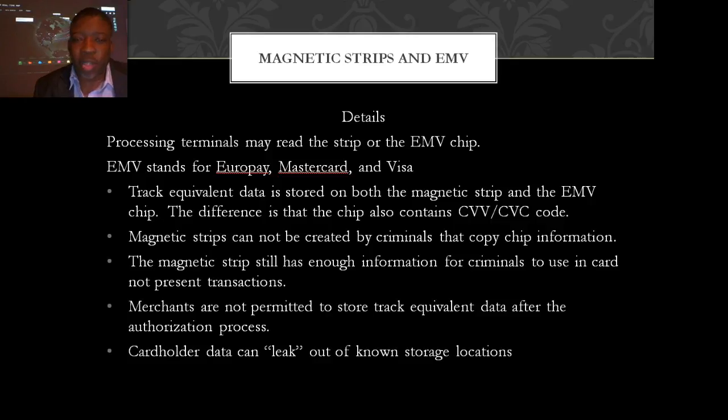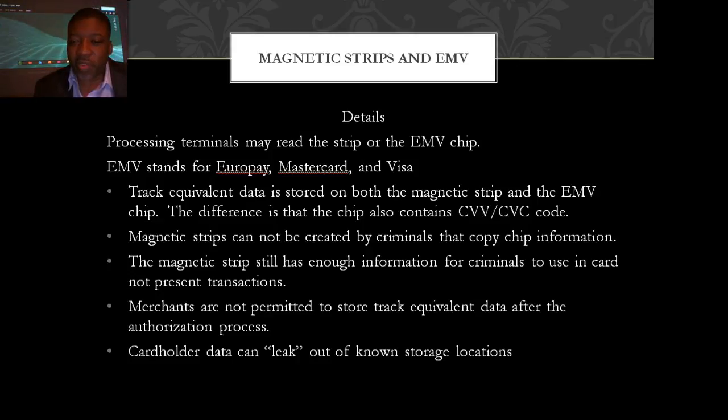So a couple of points here. Track data is stored on both the magnetic strip and EMV chip. So I just showed you track 1 and track 2, where they're on both the magnetic strip and the EMV chip. The difference, the EMV chip also contains the CVV code. So when you call and they say, well, I need the CVV code on the back of your card, that's also on the chip, but it's not on the magnetic strip. And the reason for that is now if someone steals the chip information and they try and actually make a magnetic strip or make their own credit cards, it won't work because the data is different.